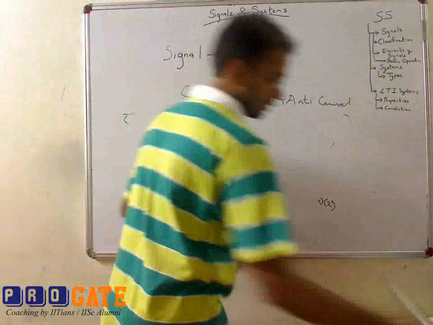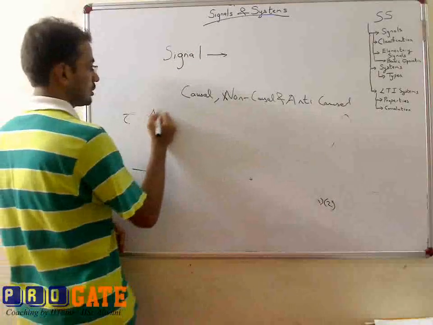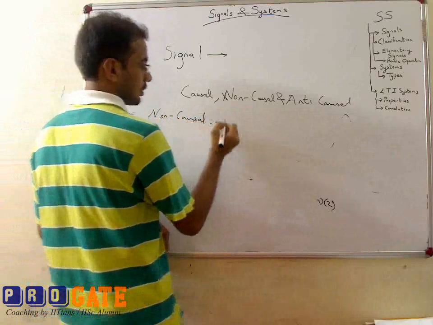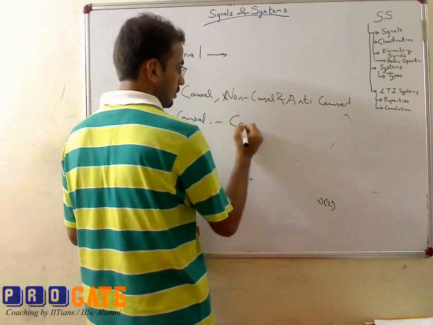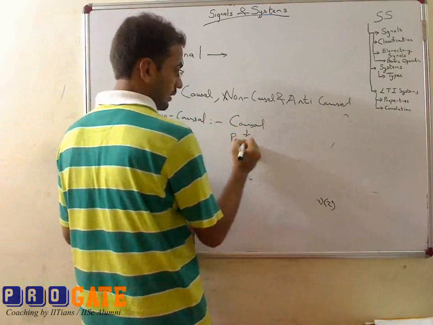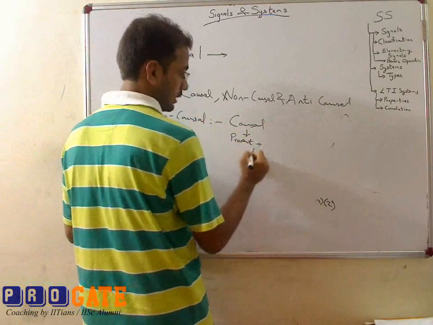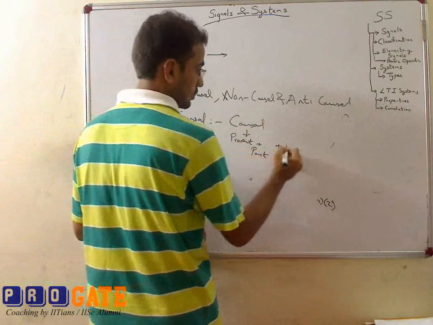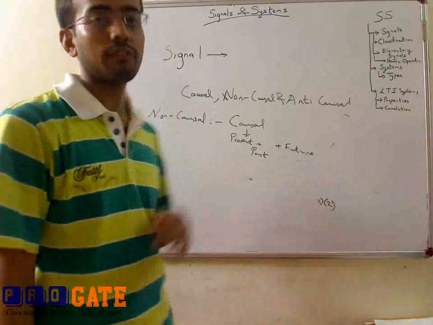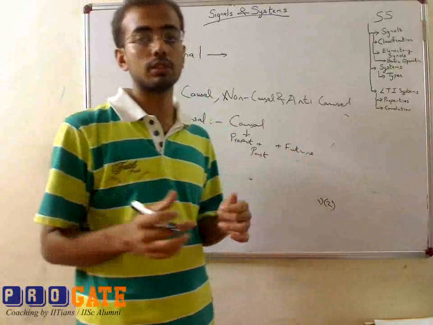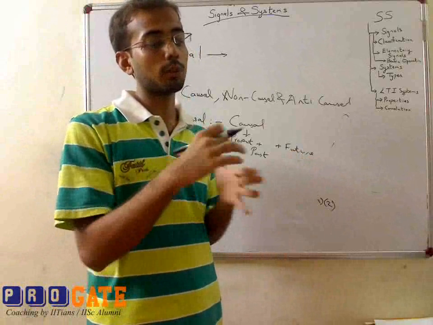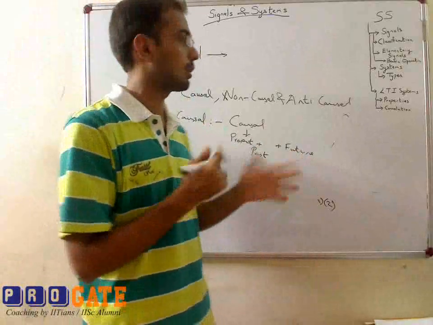Now the second one, which is non-causal. It's like an extension of causal. It will have all the properties of causal, present and past, plus future input. Now you might wonder how you can get a future input. If you take an example, when you are doing digital signal processing, the system goes to a particular position. Take an example of an array.